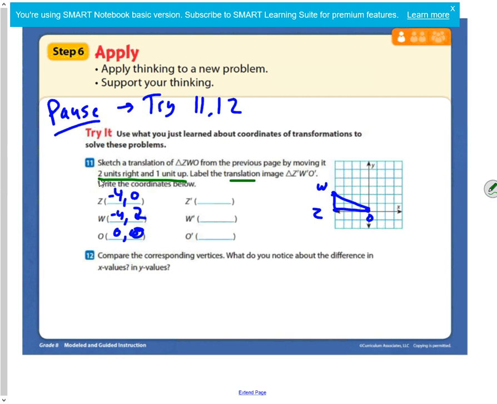And we're going to label it as Z prime, W prime, and O prime. So 2 units to the right. Make sure when you're doing this, 2 units to the right and 1 unit up, you do that to all 3 coordinates. So if I take W, for instance, and I move 2 units to the right and 1 unit up, it should end up right on that point. So that would be W prime right here, 2 units to the right and 1 unit up. And that point is -2, 3.